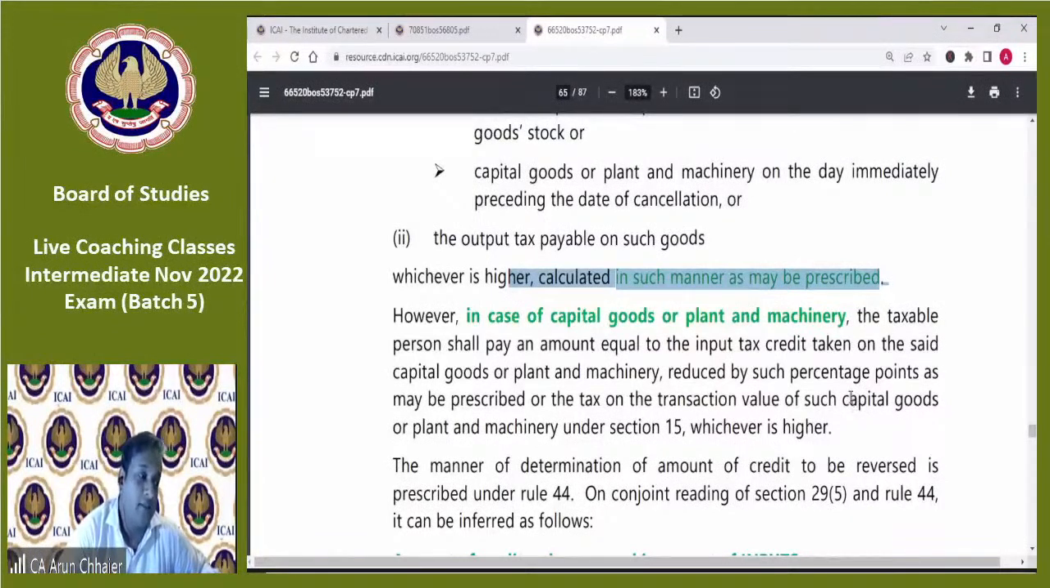Suo motu means, Sushil, as in the last class we have also discussed, the proper officer on his own cancels it, अपनी इच्छा से cancel करता है. Not on the basis of your application.